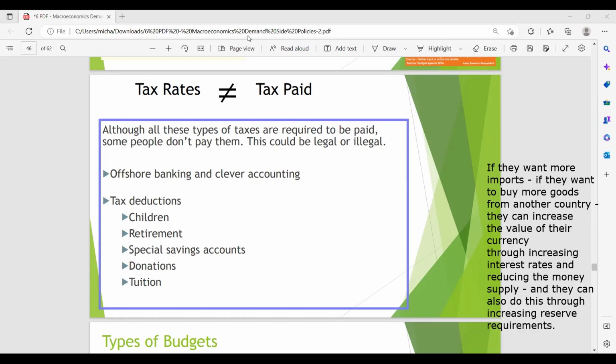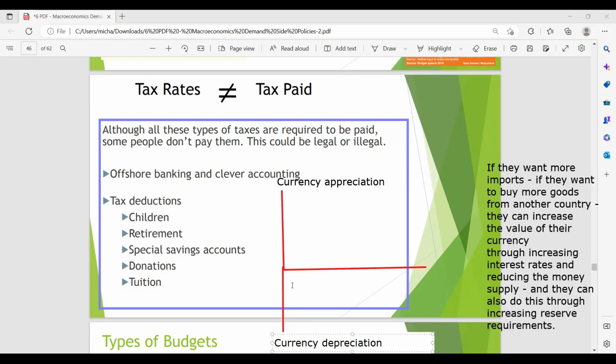So we can probably graph that here. Good question, Hamza. Just trying to think of how we graph this. Let's say exports would be here, imports would be here. Wait, let's say currency appreciation. And let's say exports on here, imports.